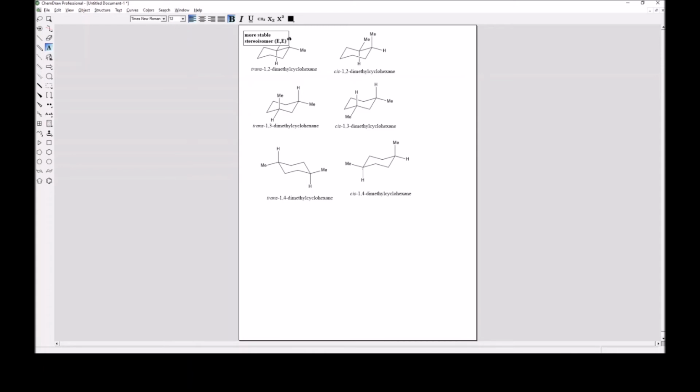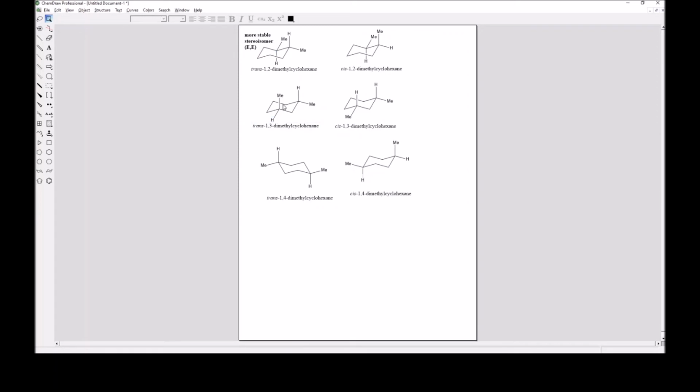Now, a student might ask, well, doesn't it also have an axial arrangement? And the answer is, yeah, if something is equatorial, that means when you ring flip it, it's going to be axial. But the axial is such a flickering moment of time that it doesn't actually explain the stability of the compound. We're going to focus on how the compound behaves the majority of the time.